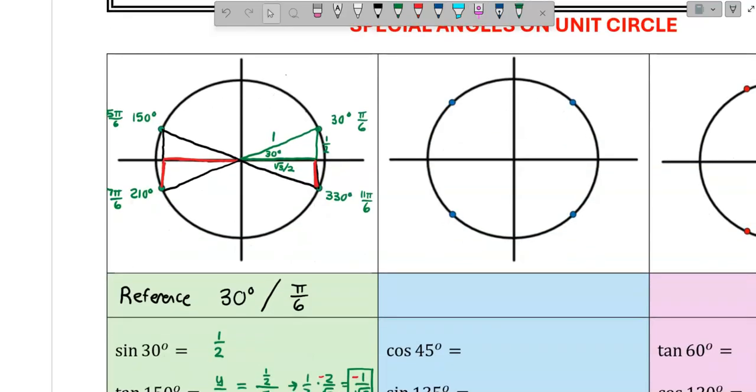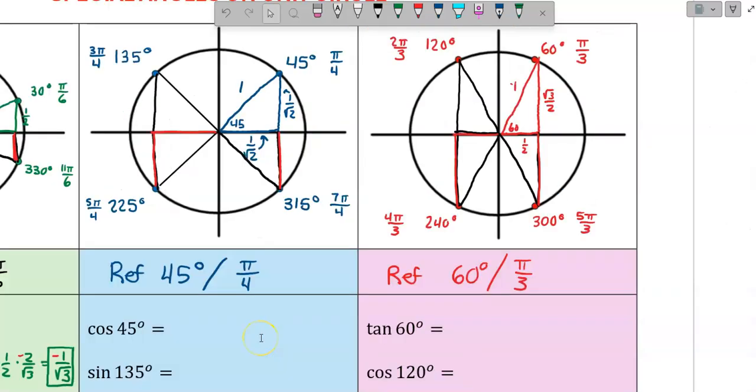So let's do the same thing now, but let's do it for the 45-degree angle, and we'll also do it for the 60-degree angle. So here are the triangles created for the 45-degree angle and the 60-degree reference angles. So we'll talk about the 45 first. So we'll see that the degree measures here are 45, 135, 225, and 315. And I have the radian measures π/4, 3π/4, 5π/4, and 7π/4.